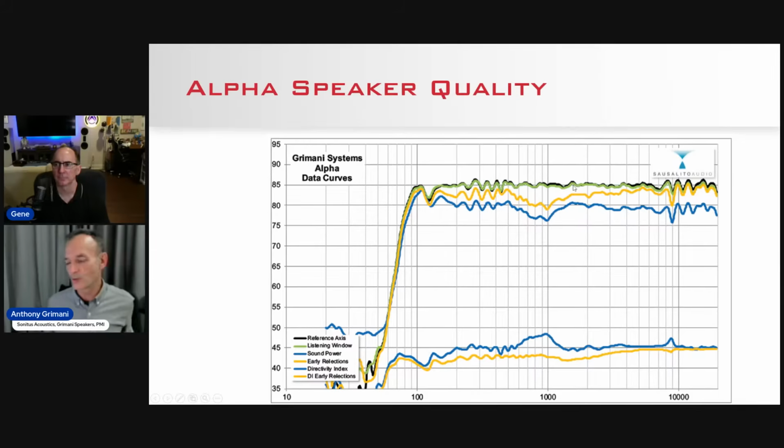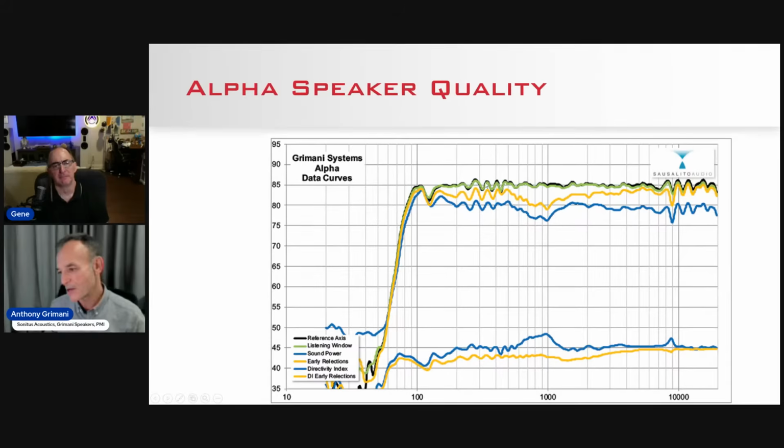In black is the direct sound, the sound from the speaker on the listening axis, whatever is defined by the manufacturer, direct sound to your seat position. In green is the listening window, which is an average from 30 degrees this way to 30 degrees that way and plus and minus 20, basically the sound that's going to the seat positions. And then in yellow is the energy going to the wall, ceiling, and floor. And in blue is the net average going in all directions, the sound power.